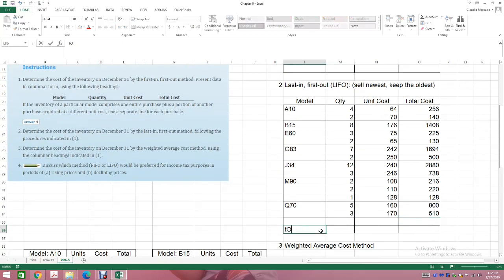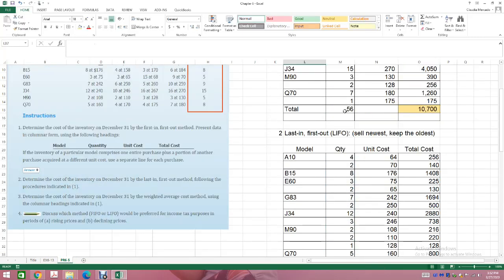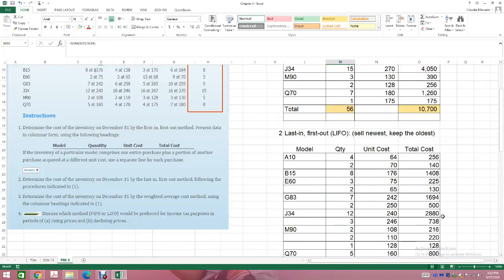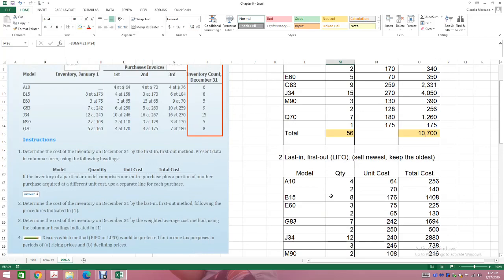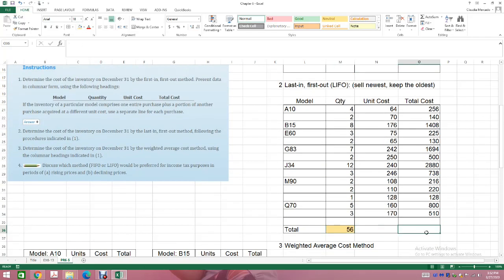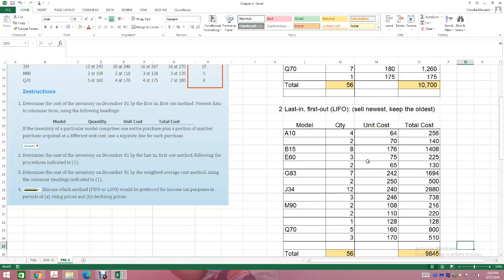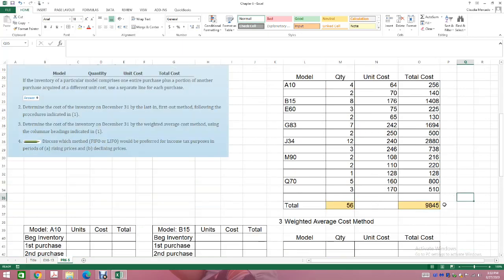So now I'm going to get my total. I'm going to add my total units. And I've got 56, just like I do over here. Regardless of the method you use, you should always have 56 or the quantity that they outlined here. Okay, and the total for my ending inventory using the LIFO method, you add all those together, and it gives me 98.45. Okay. So under FIFO, I've got 56 units valued at 10,700. Under LIFO, I've got 56 units and they're valued at 98.45.